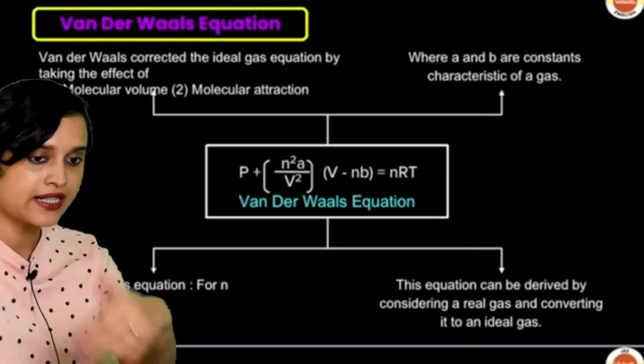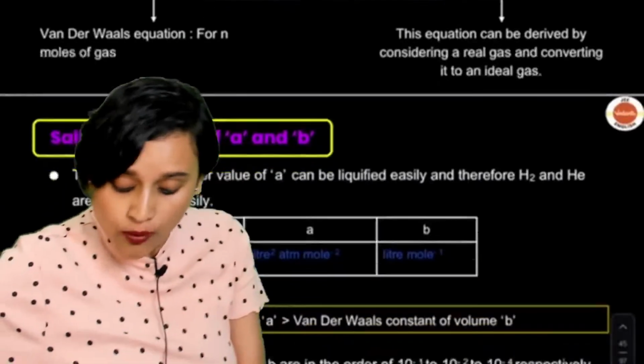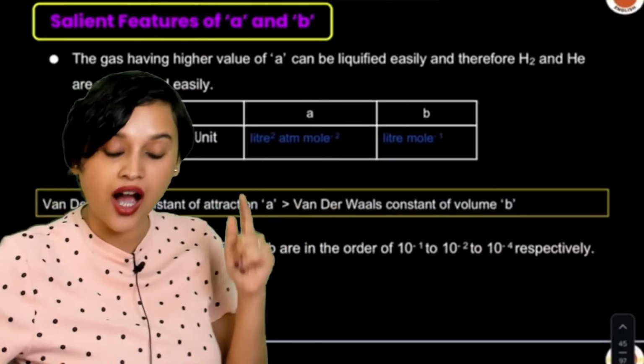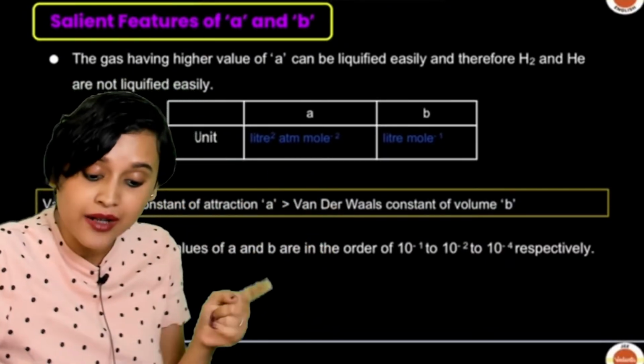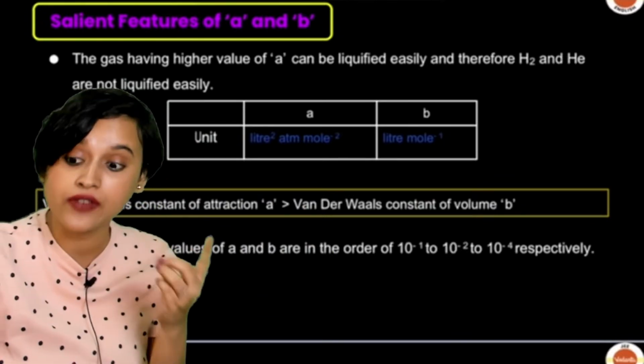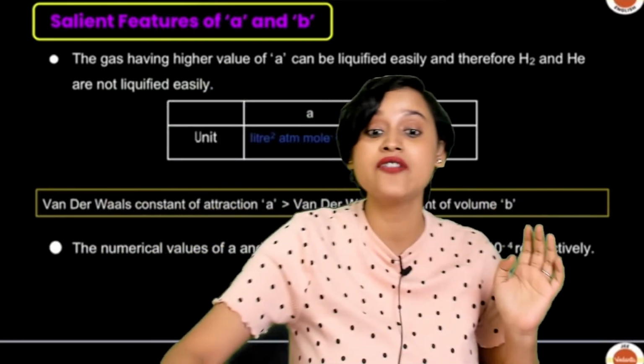Okay. These are basically everything that I've taught you. Moving on, everyone. Now understand what are the features of A and B. The gas having higher value of A can be liquefied easily. Understand, everybody. Gas having higher value of A.